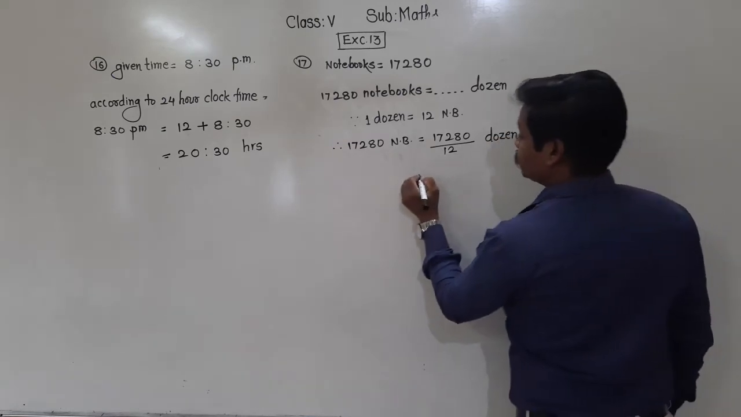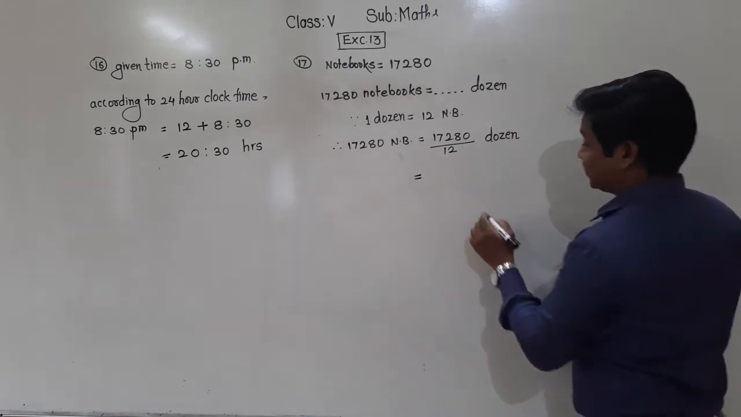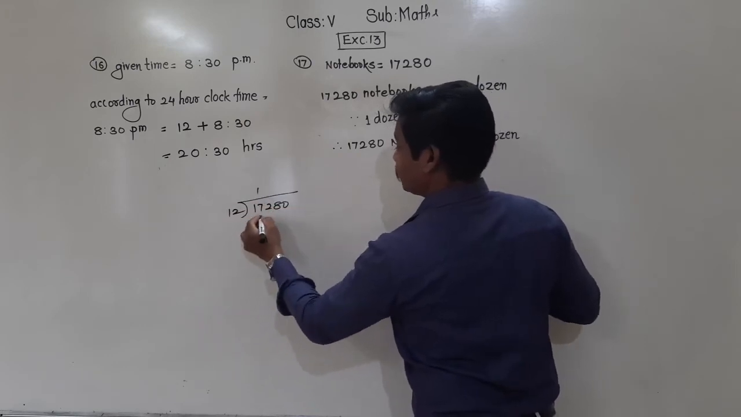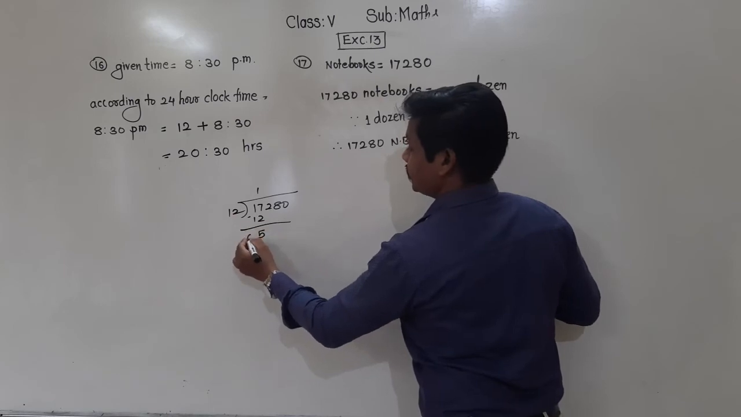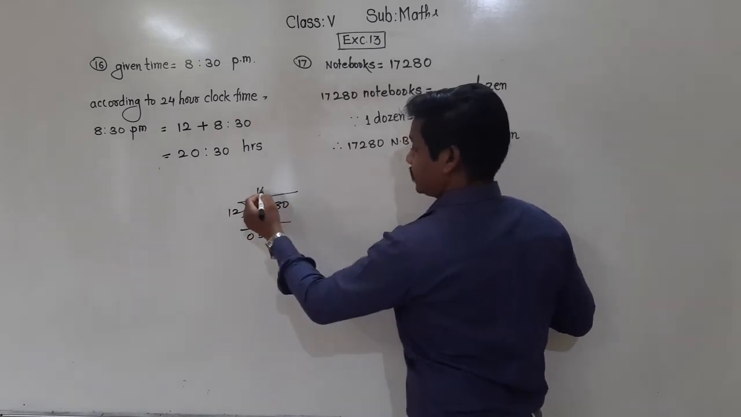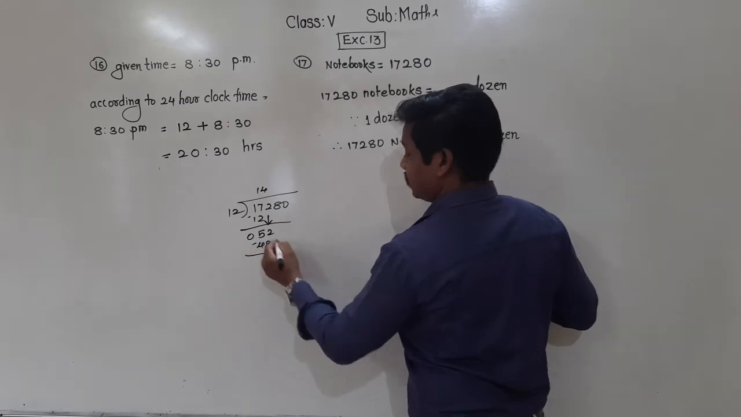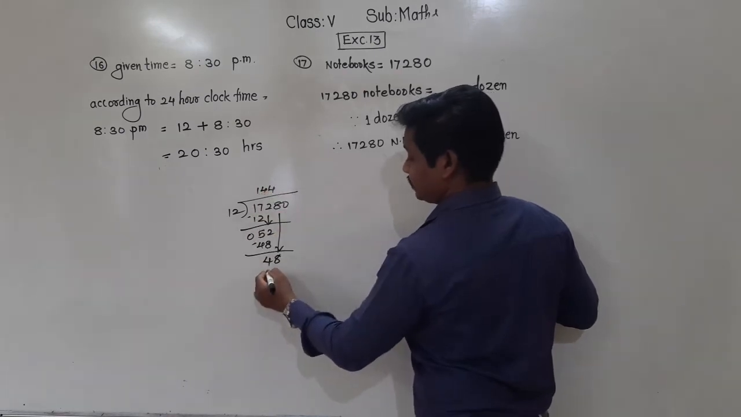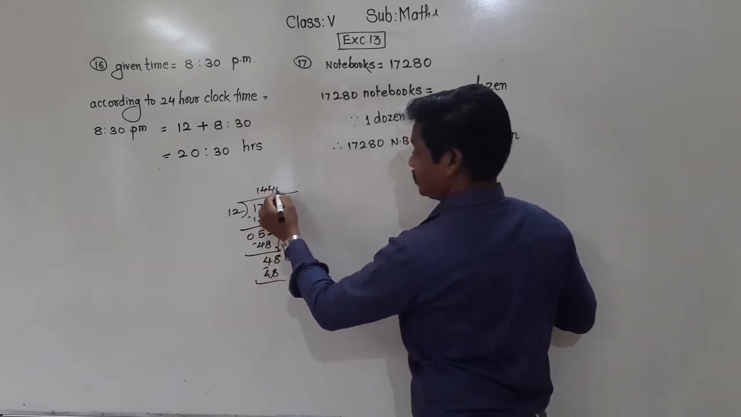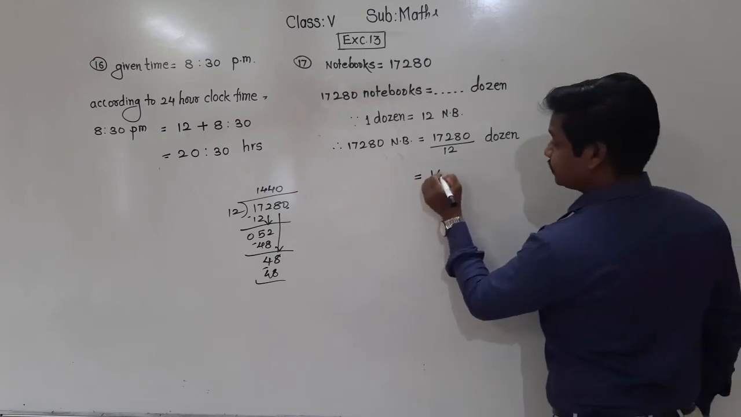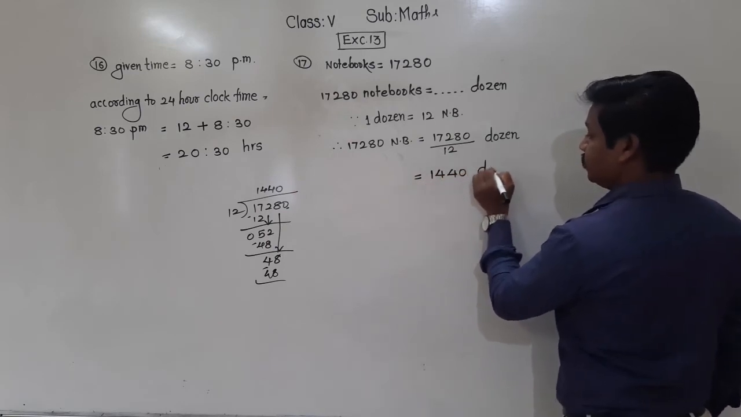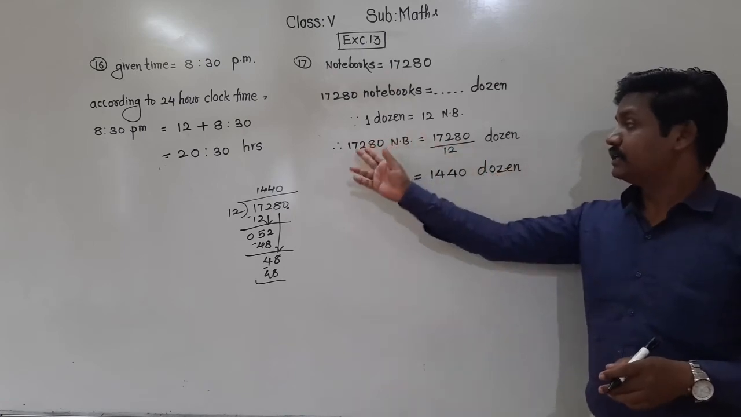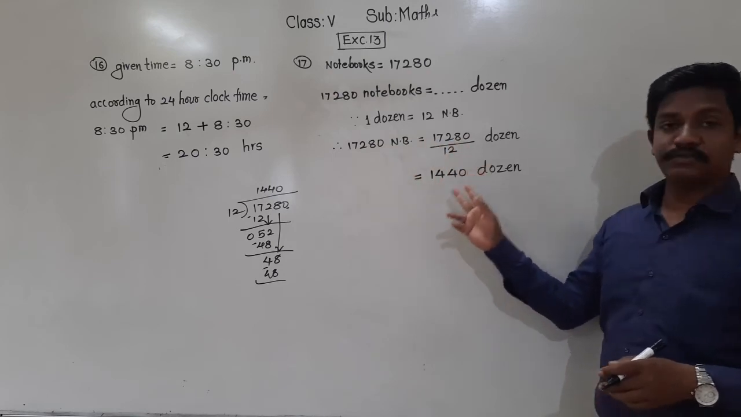Okay, so see here, 17,280 divided by 12. 12 ones are 12, remain 5, here 1 minus 1, 0. 12 fours are 48. 52 minus 48, 4. 8 came down, 12 fours are 48. And these zeros are 0. 1,440. 1,440 dozen. So we got exactly 17,280 notebooks is equal to 1,440 dozen.